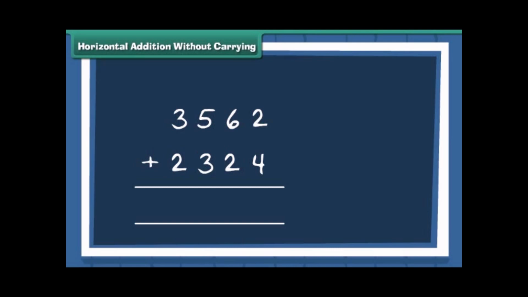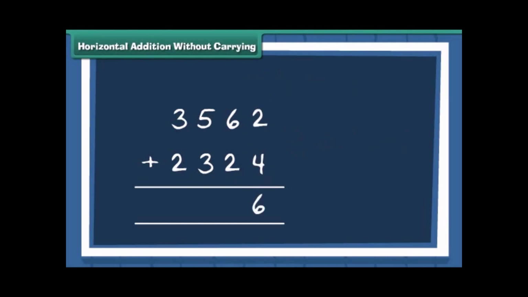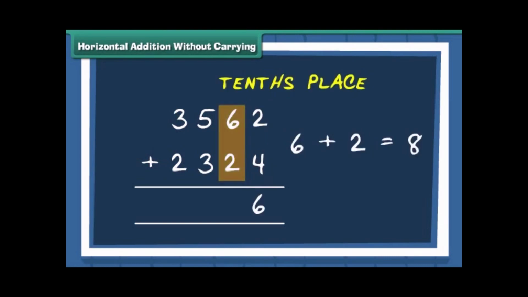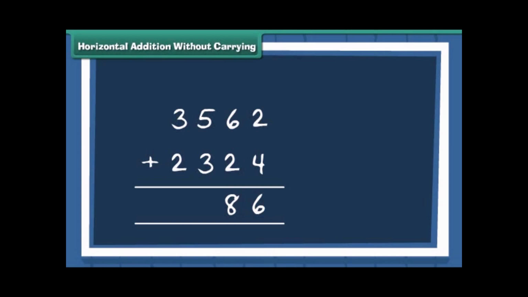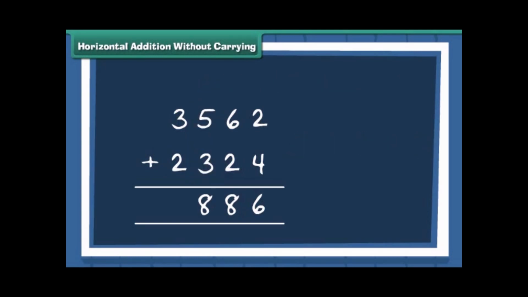Now we first add numbers at ones place. Next we move to numbers at tens place. Then add the numbers at hundreds place, and finally the numbers at thousands place are added. Thus, sum of 3562 and 2324 is 5886.